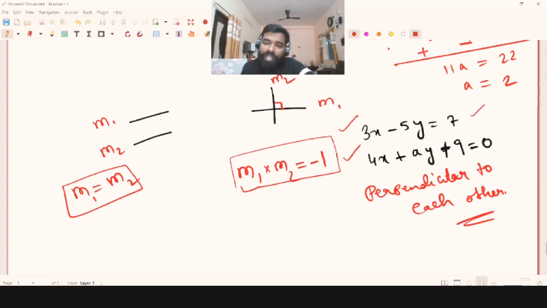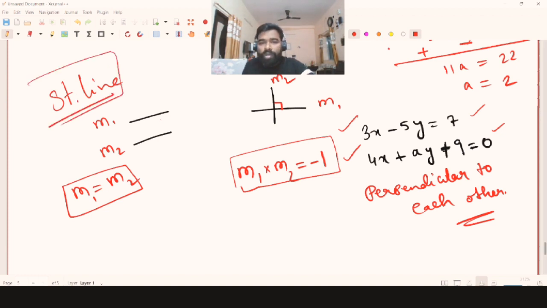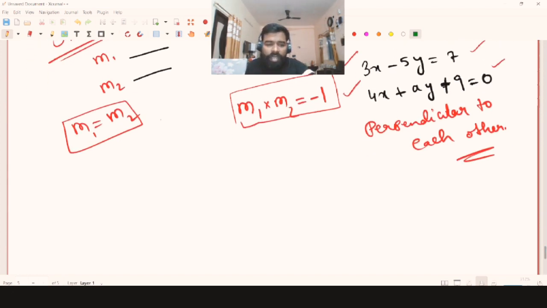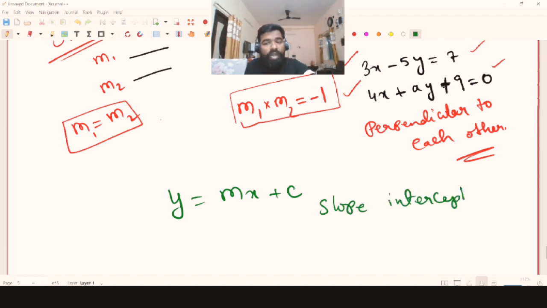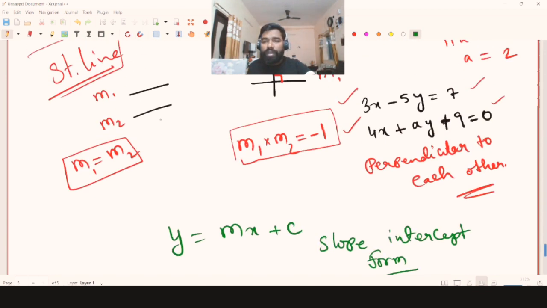Okay, so we have these two equations, but we don't know the slopes. This chapter is straight line, so how do we find the slope? We have a special equation, y equal to mx plus c. We call it the slope intercept form. This is one of the important equations in this chapter, and it helps us to find the slope of a particular equation.